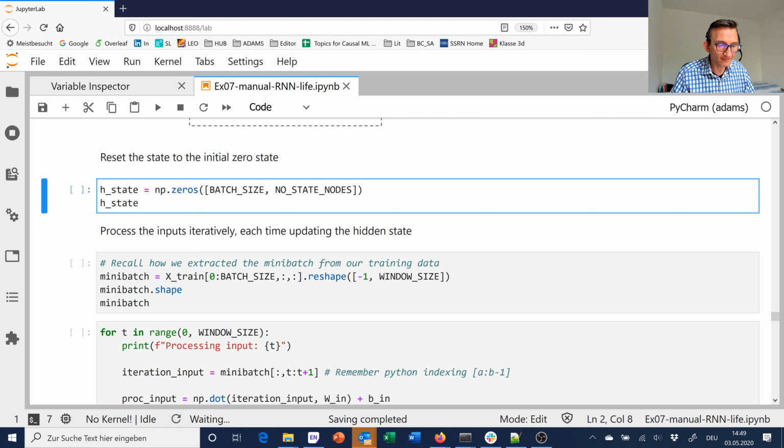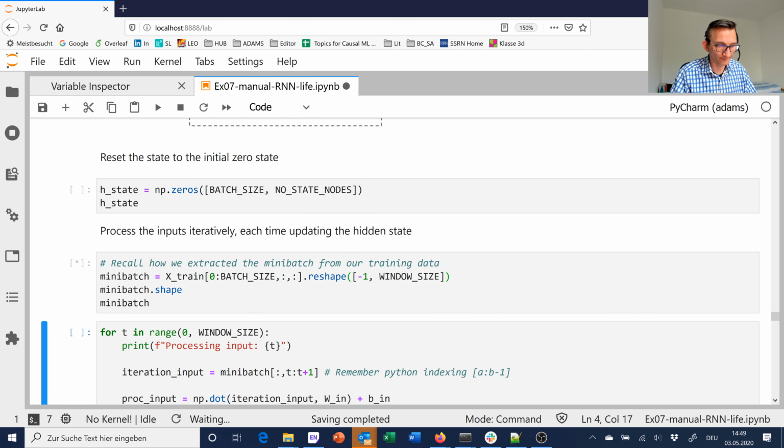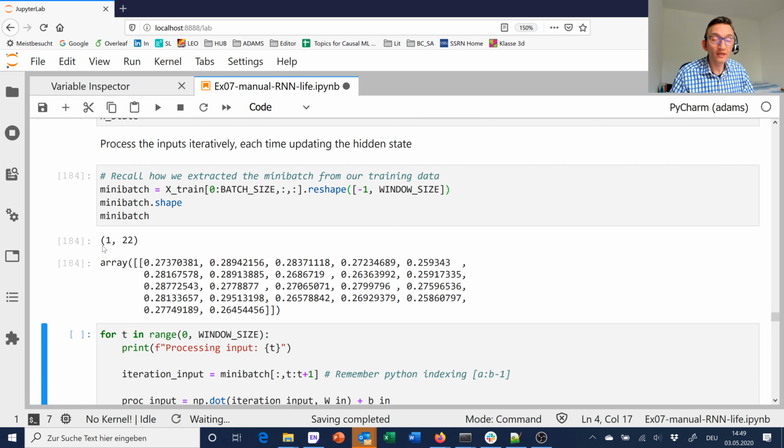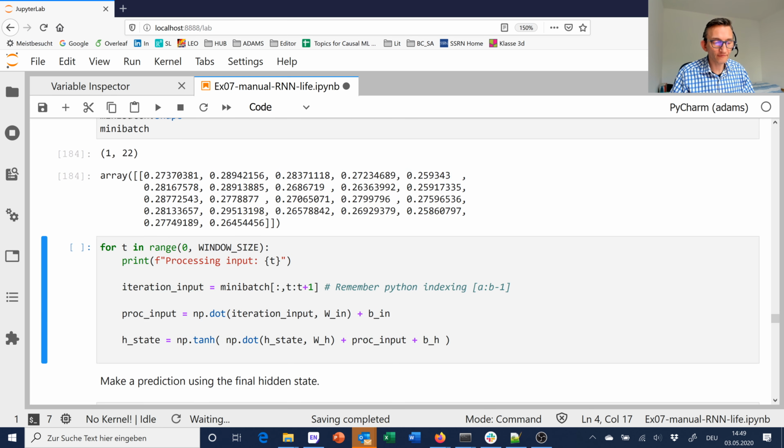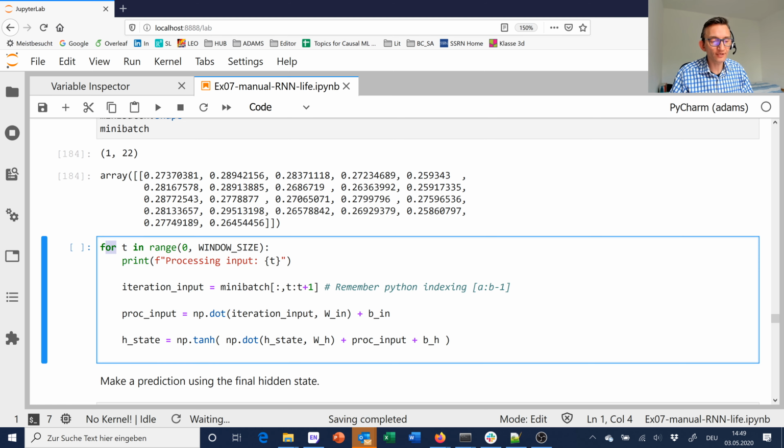So we get our mini batch updater again, which is just the same bit as before. Let me run that bit. So we're pulling out this sequence for the single feature price of Amazon of 22 values, all the past realizations of the price. And now, for each element, each time step in this sequence, look at the for loop for t in range 0 to window size, so 0 to 22.